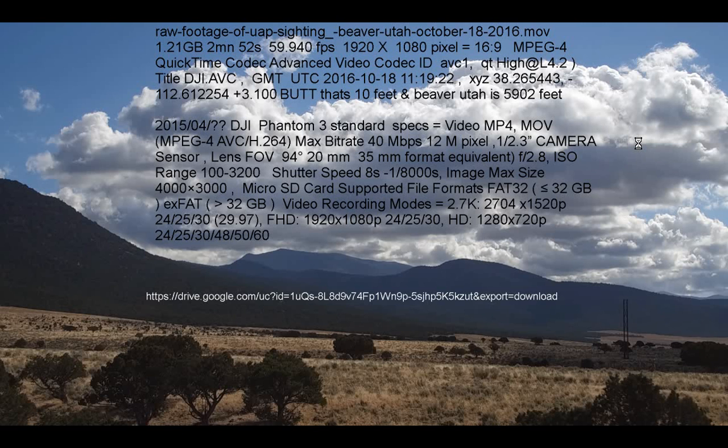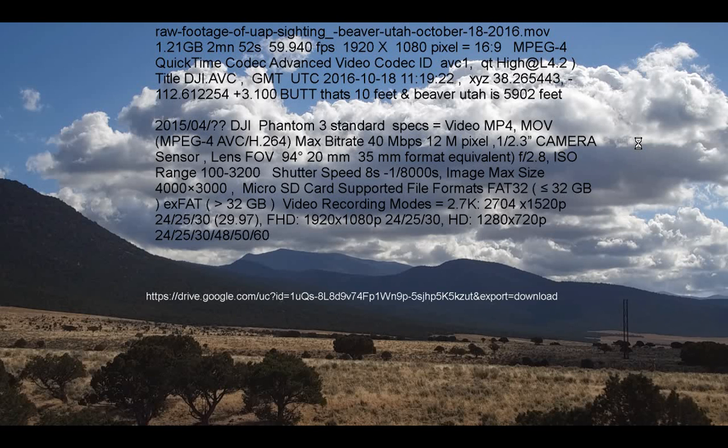Alright, that means it's a DJI. And according to what I was able to look up from the rest of that information in the metadata, that indicates it's a Phantom 3, but I don't know. Greenwich Mean Time, UTC, 2016, October 18th at 11:19 and 22 seconds AM. XYZ coordinates. Oh, but it says it was 10 feet above sea level at Beaver, Utah. That's at 5,900 feet. Okay. DJI Phantom 3 standard specs, unless they modded it.